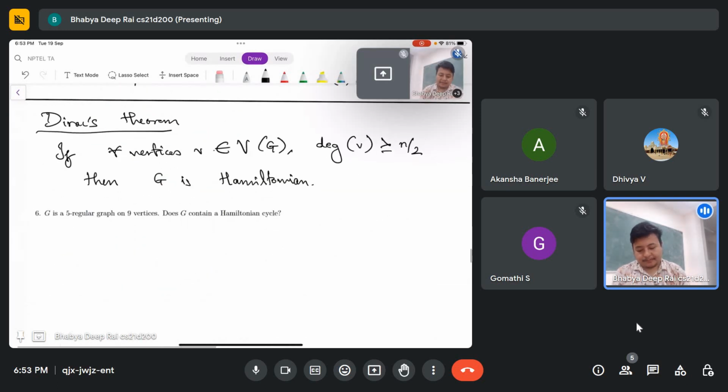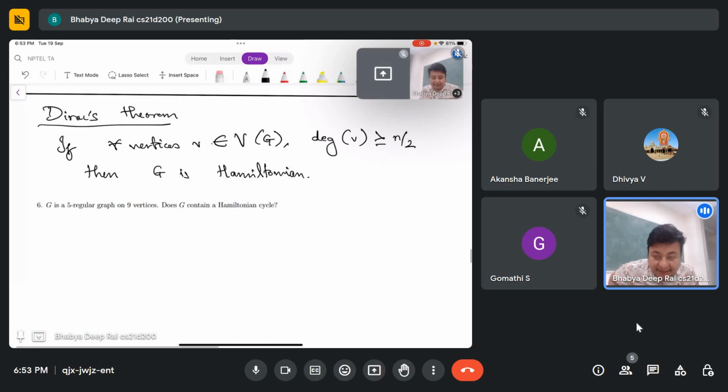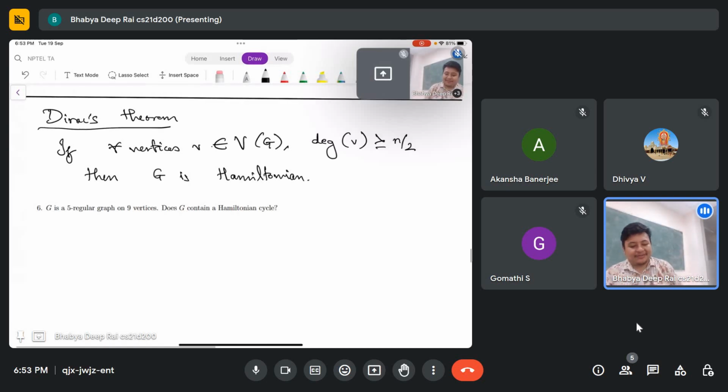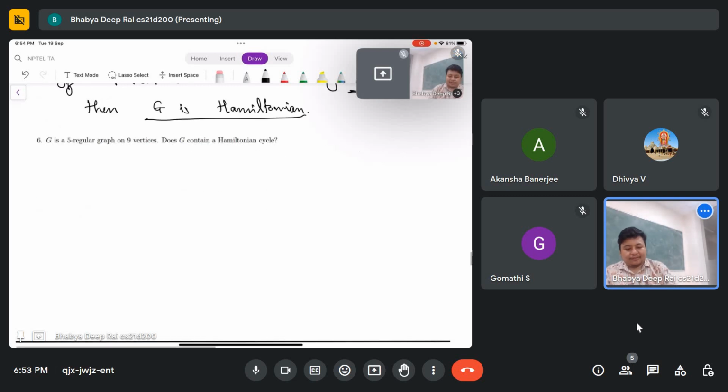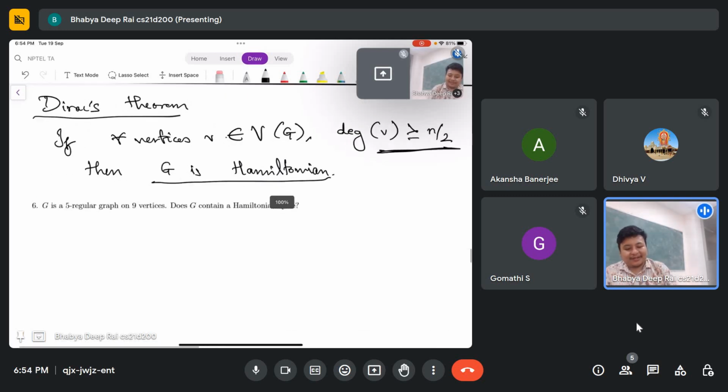So let's move on. Next we'll look at Dirac's theorem. I mean, Ore's theorem is also there, but I didn't form a question based on it, so I'm not putting it here. So Dirac's theorem is the following. It says that if every vertex in the graph has degree at least n by 2, then G is Hamiltonian. Okay. And so yeah, this is a straightforward question based on Dirac's theorem.